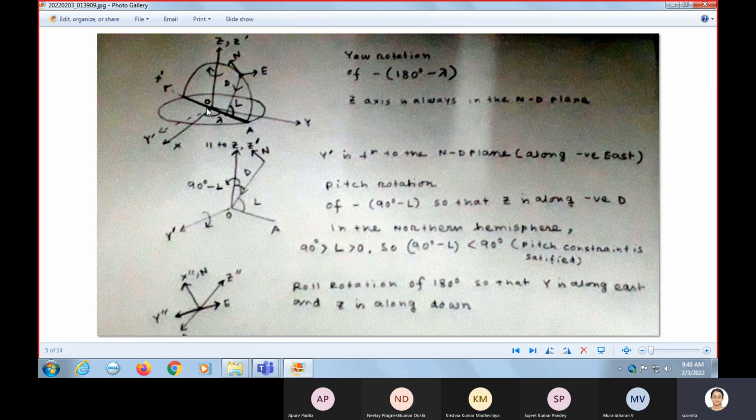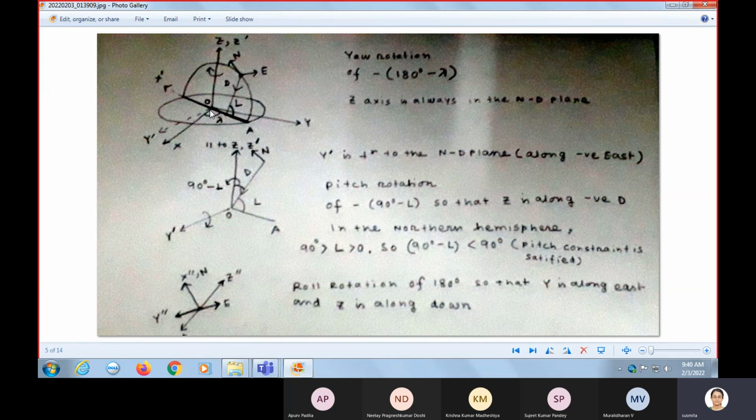First, we will apply a rotation of 180 degrees minus lambda in the negative direction. So here I have shown the direction. Positive rotation is from left to right, whereas here we are applying a rotation from right to left. That's why I put a negative sign. So right to left, negative rotation of magnitude 180 degrees minus lambda.